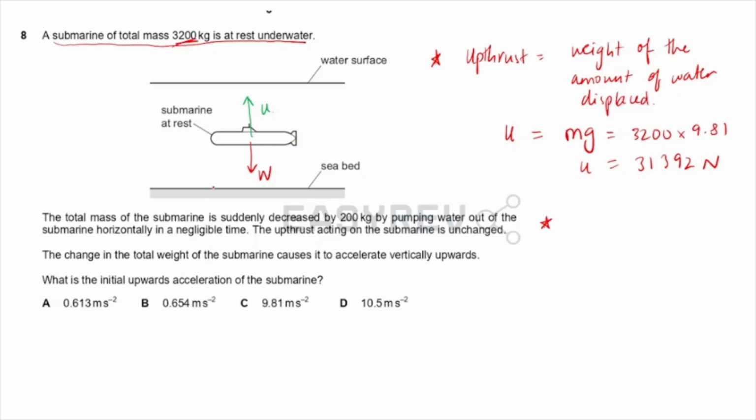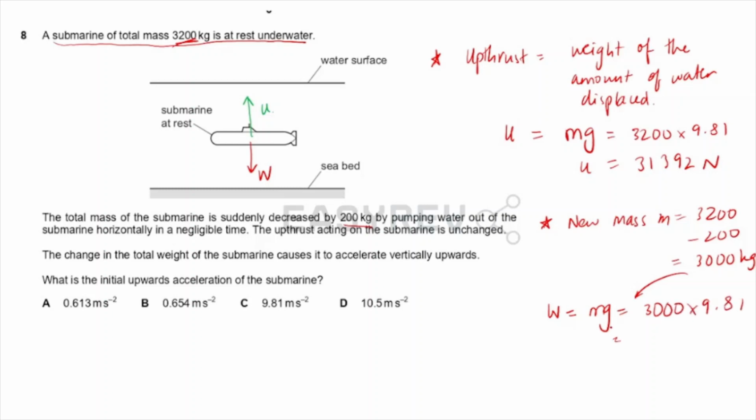Now comes the point about the new weight. We consider new weight because the total mass decreases by 200 kilograms. So the new mass, m, is now 3200 minus 200, giving you 3000 kilograms. And using this, we can calculate the new weight of the submarine, which would be 3000 times 9.81. And what we get is 29,430 newtons. So now we can figure out what that resultant force is due to the difference of these two different vertical forces. 31,392 minus 29,430.